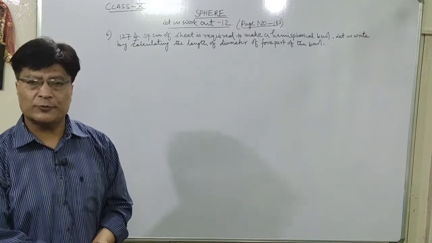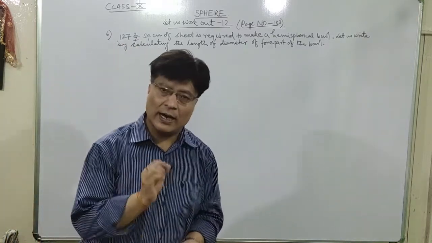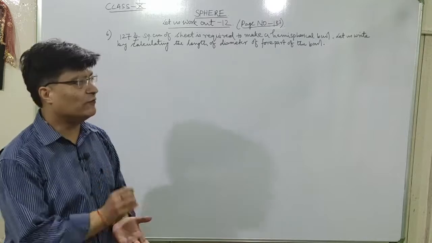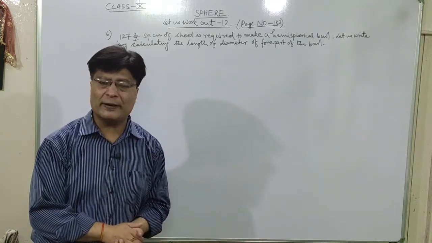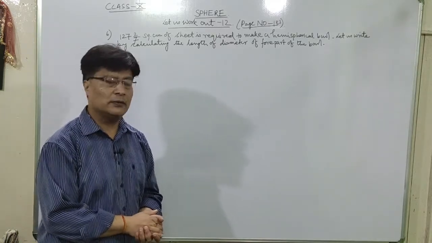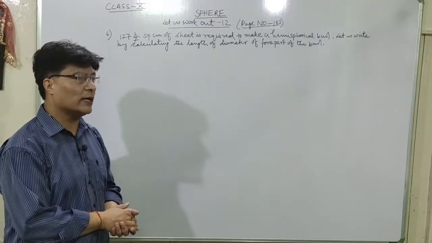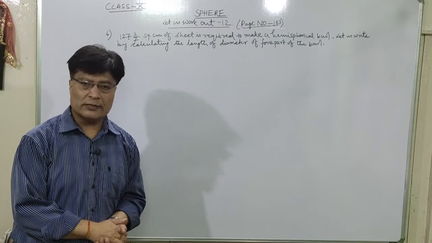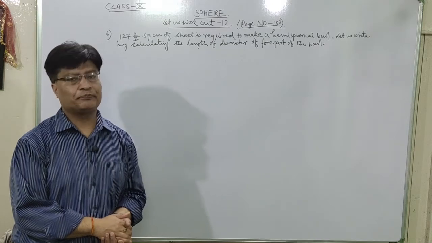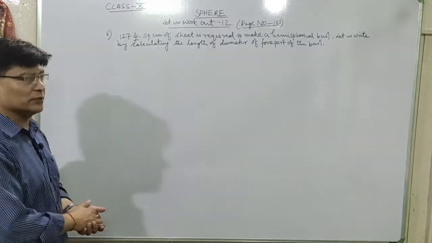So what is the volume of the sphere? You know that if r is the radius of the sphere, then volume of the sphere will be 4/3 pi r cube, and the surface area of the sphere will be 4 pi r square, where r is the radius of the sphere. Okay, so now let's do this question.